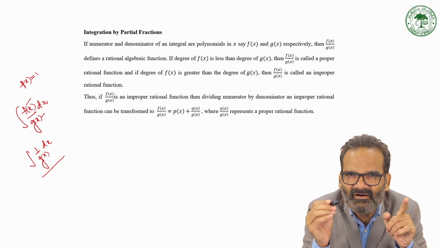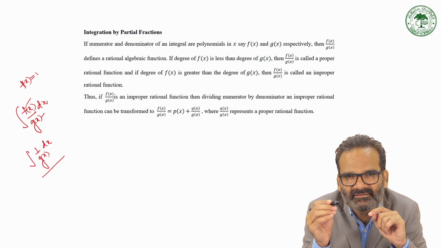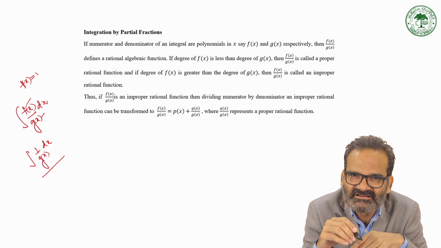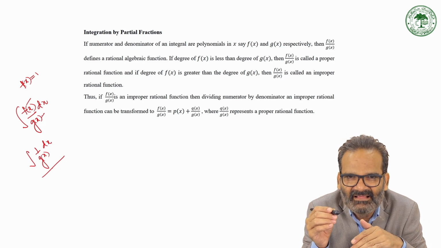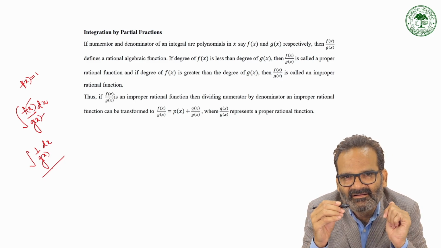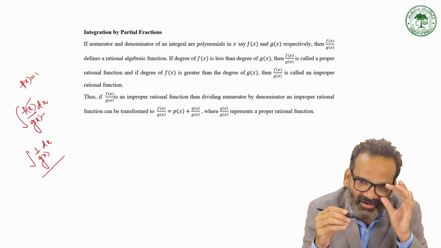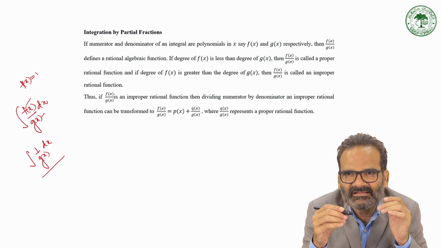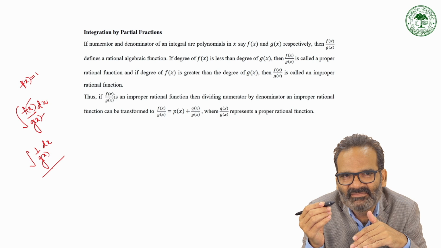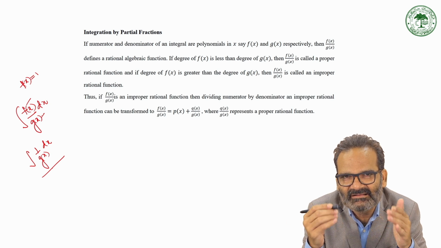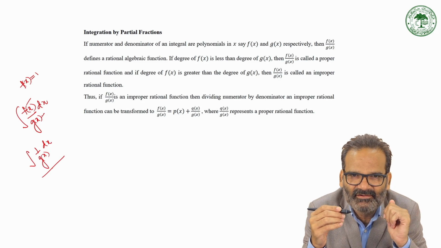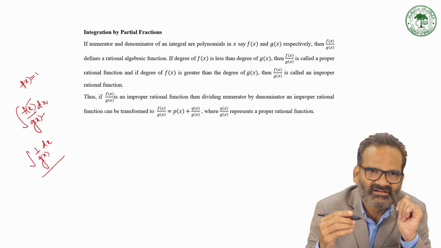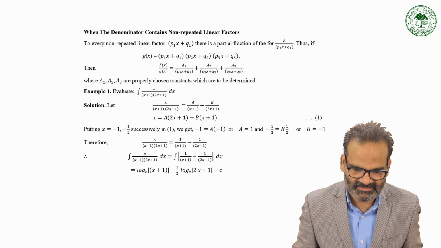However, if the degree of the numerator is greater than or equal to the degree of the denominator, then what did we do? We divide the numerator by the denominator to reduce its degree as compared to the degree of the denominator. Then we find its integral. In fact, the improper rational function is transformed into a proper rational function by dividing the numerator by the denominator, and then we can integrate the function. Let us take the method.